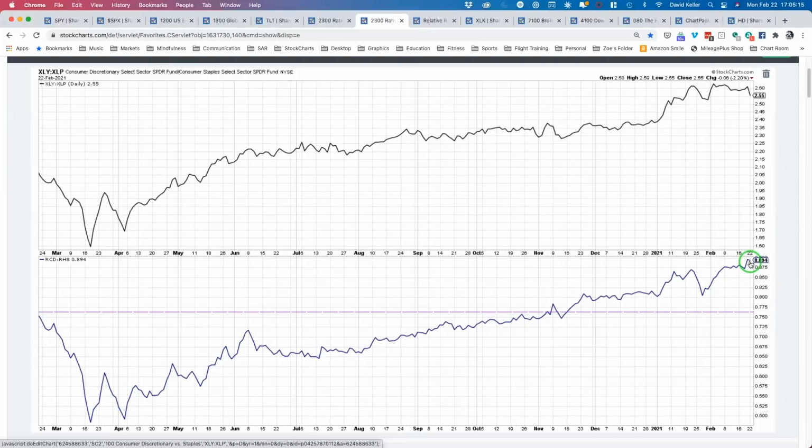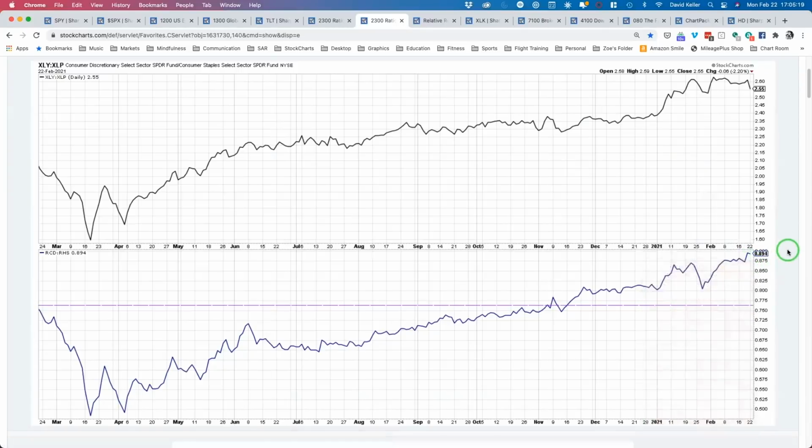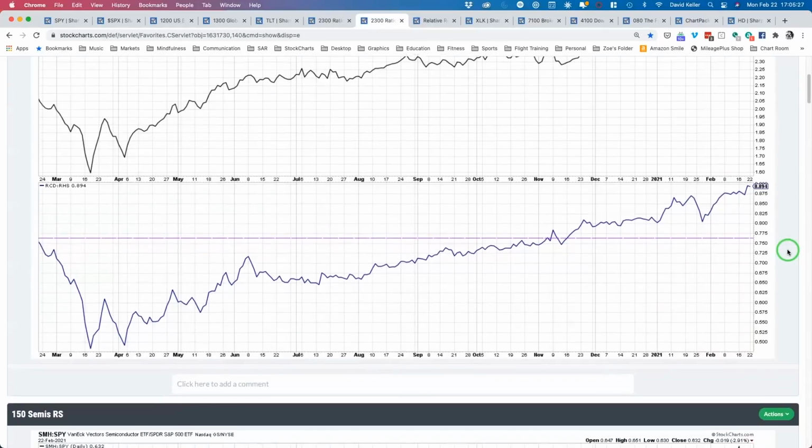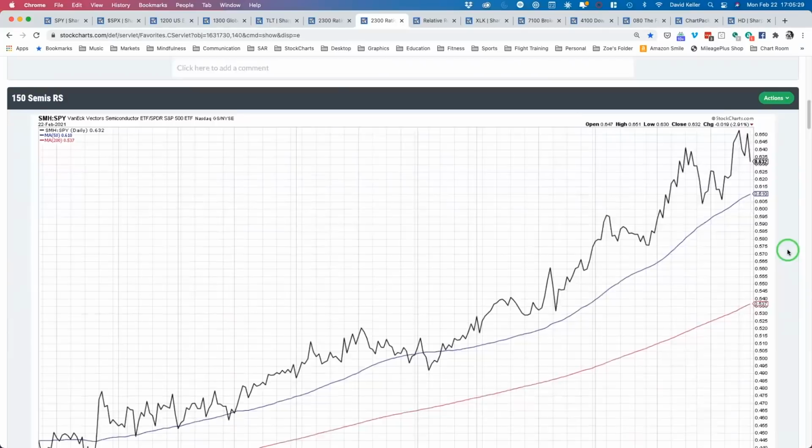So overall, the general way that I use this is when this line is going higher, that tells you that in general, institutions are leaning more onto the offense versus defense, and overall, consumer discretionary is outperforming consumer staples. That's more indicative of a bull market environment.